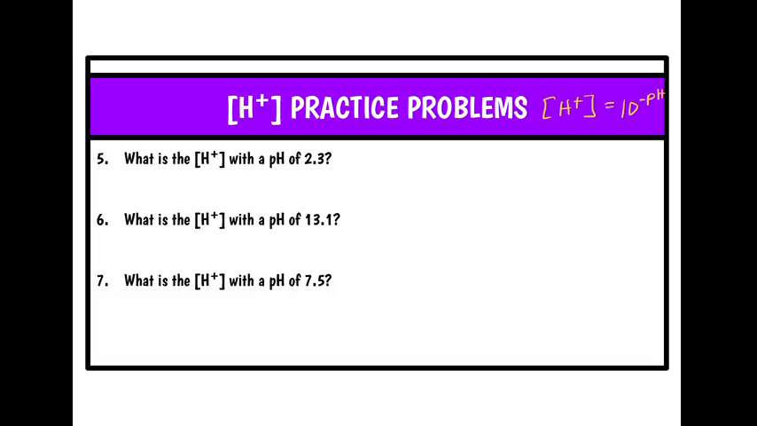So here, let me slow down. We're looking for hydrogen ion concentration. So we're going to use this equation, obviously. So what I'm going to do is I'm going to write my hydrogen ions, and remember the brackets mean concentration. I'm going to go 10 to the negative 2.3. Let me plug this into my calculator.